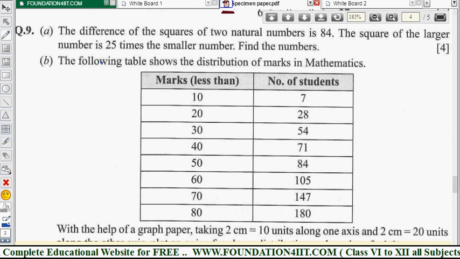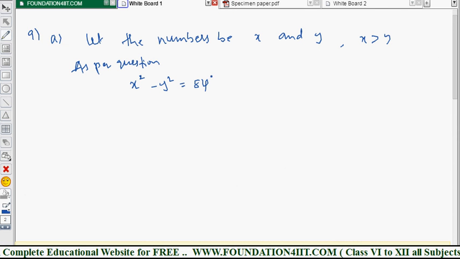Again, see one more sentence: the square of the larger number is 25 times the smaller. The larger number is x, as we have taken. So x square is equal to 25 times the smaller number, that is 25y. Now this is the first equation and the second equation, these two statements as per the question. By solving both, we can find the values of x and y.